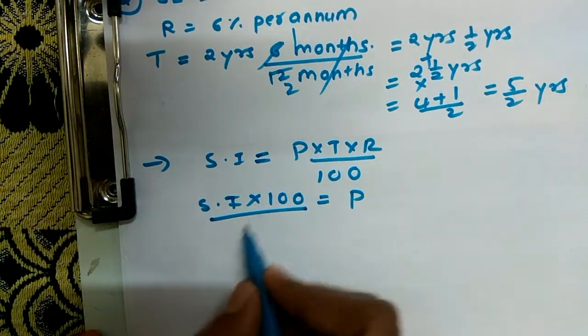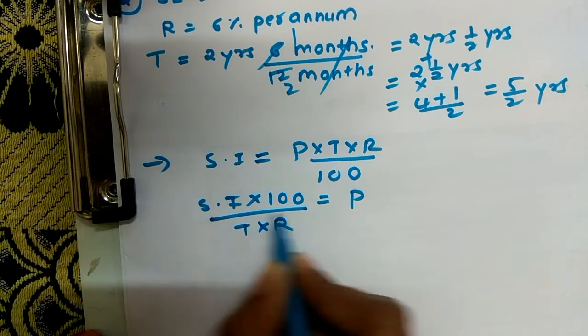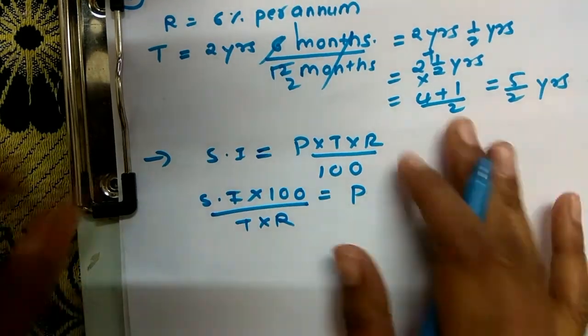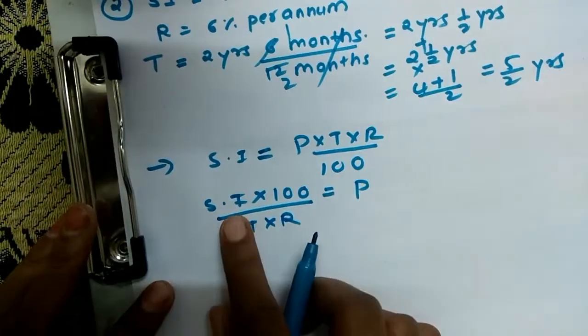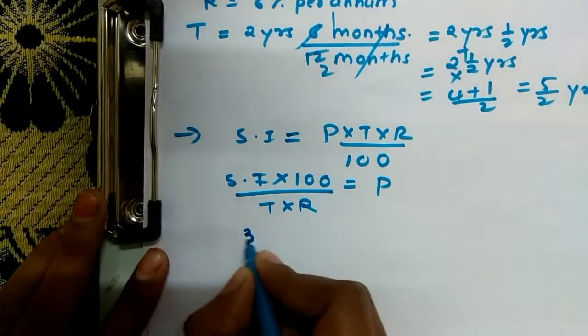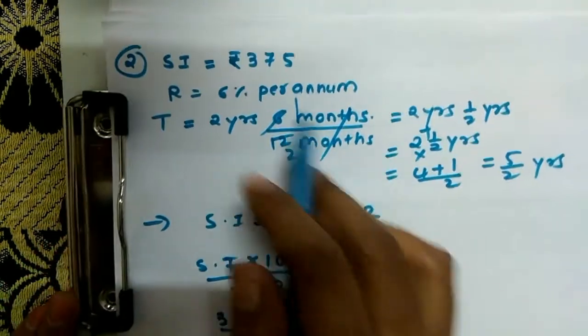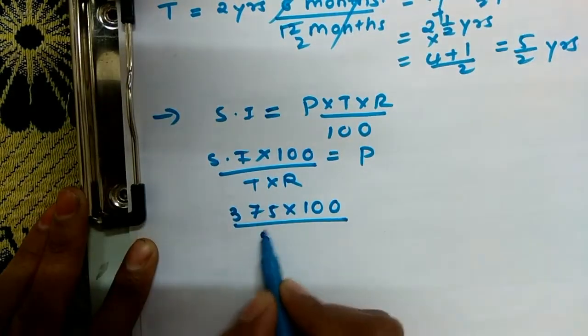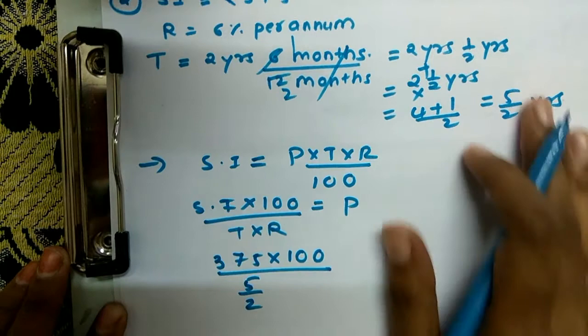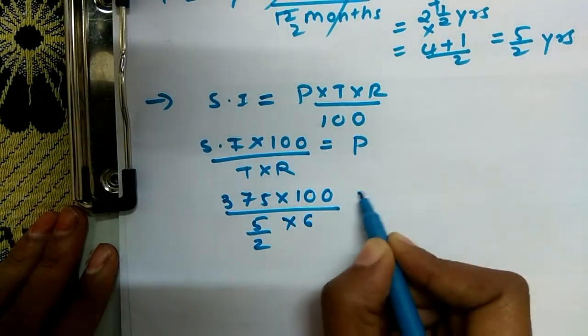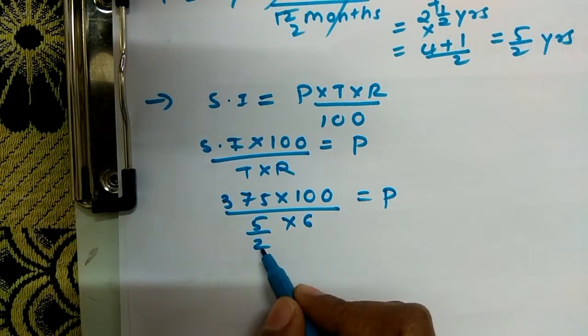When we shift this side, they will together get divided. So now the next, put the values. SI is given, 375 into 100. T is 5/2. Then R we have 6%, equals to P. So here 5/2 into 6.